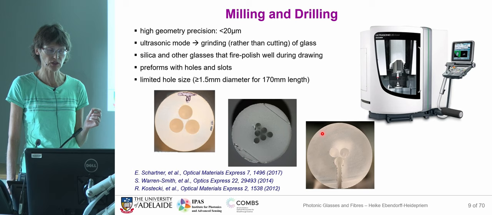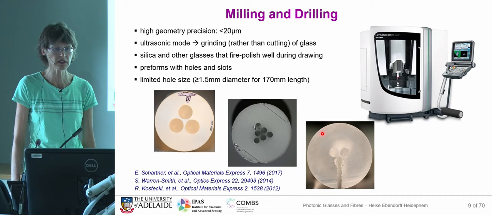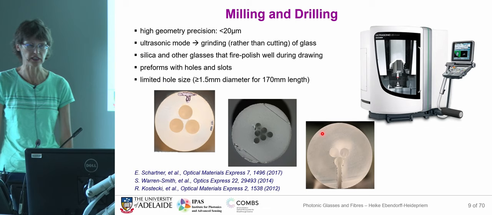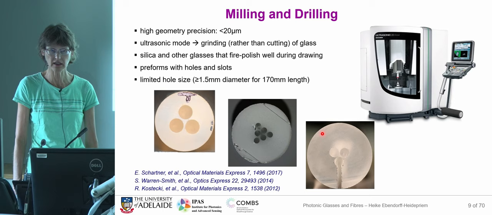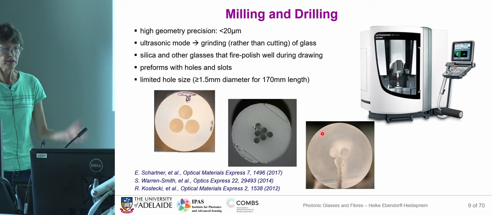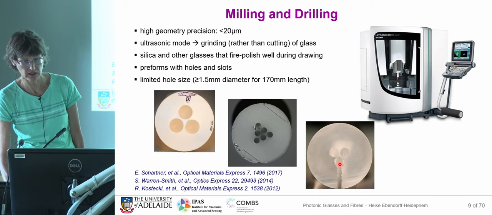The ultrasonic mode is really important because the cutter goes through the glass rather like a grinder and not like cutting through the glass, so that we achieve a translucent surface quality. So such a surface smoothness that it appears translucent. This technique we use almost exclusively for silica glass because it has a high mechanical stability. The limitation is with the hole size and the lengths over which milling and drilling can be achieved. But as you can see also, these slot structures can readily be made via milling.